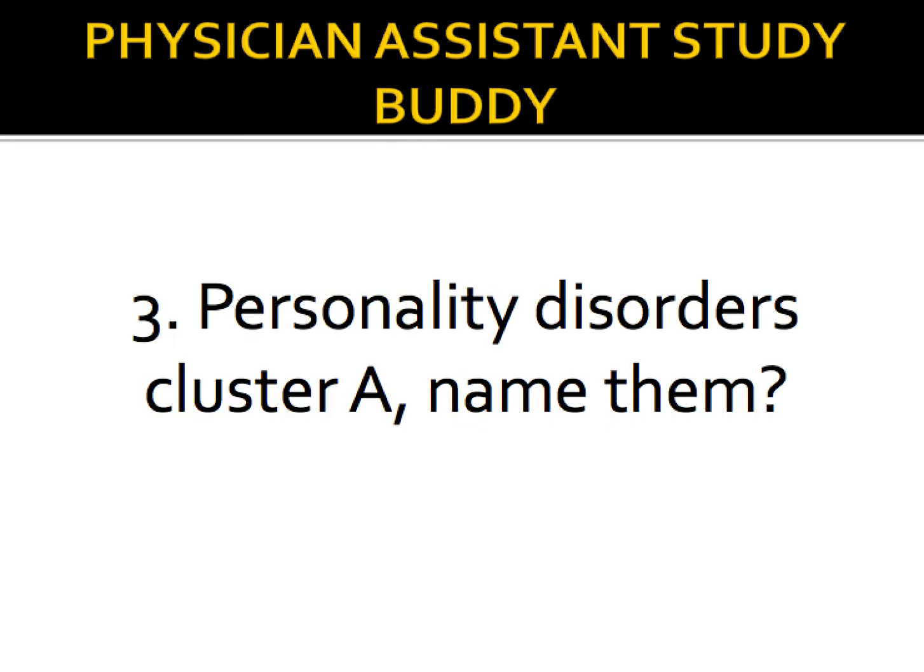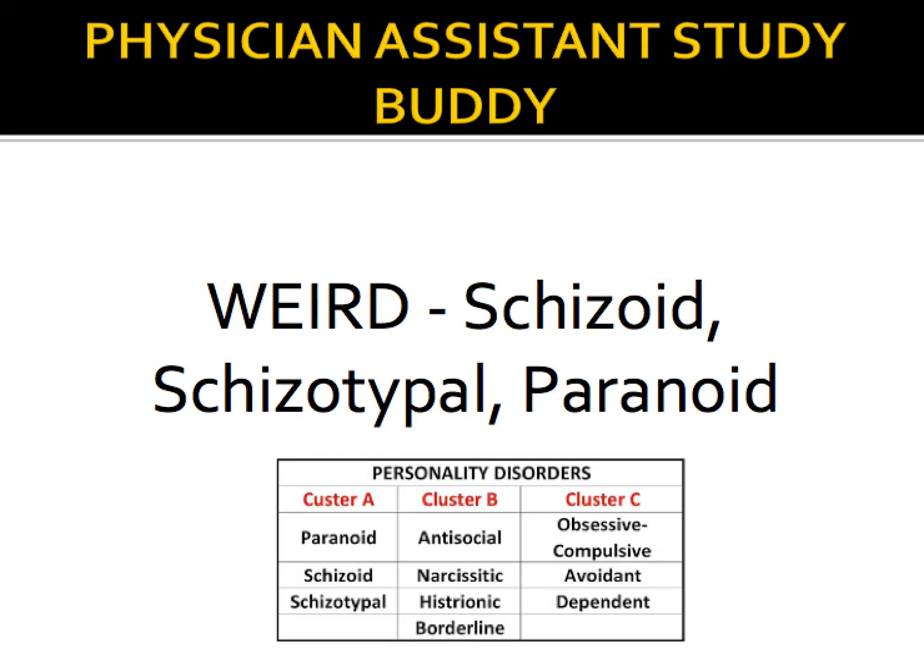Question number three: personality disorders cluster A, name them. So the question may tell you that it's personality cluster A, or may give you signs and symptoms, but you should know what the cluster A disorders are, and those are schizoid, schizotypal, and paranoid. So here's a nice little chart that separates all three: cluster A, cluster B, and cluster C. Cluster A: paranoid, schizoid, schizotypal; B: antisocial, narcissistic, histrionic, borderline; and cluster C: obsessive compulsive, avoidant, and dependent.